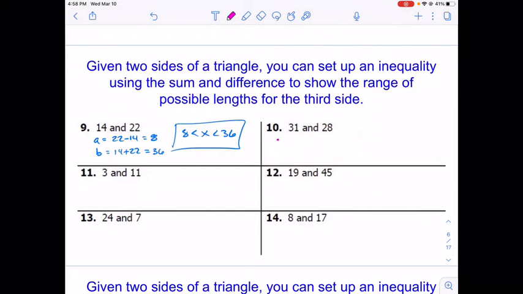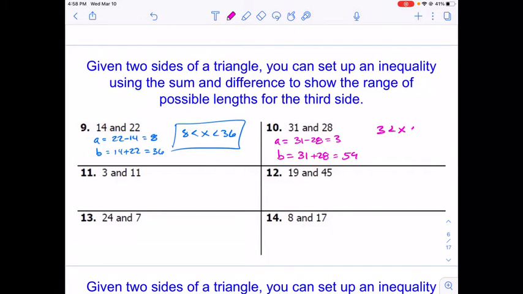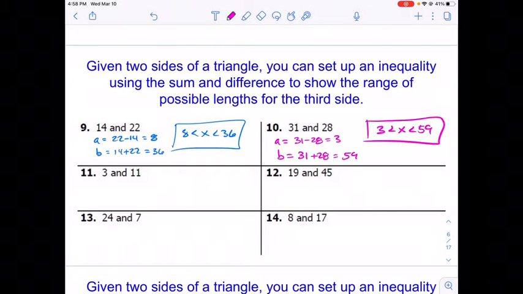For part A, the first part of our compound inequality, we're going to subtract. So 31 minus 28 is equal to 3. And our B is where we add them together, 31 plus 28, and that's going to give us 59. So our inequality we read like 3 is less than x, which is less than 59. So hopefully that makes a little more sense.